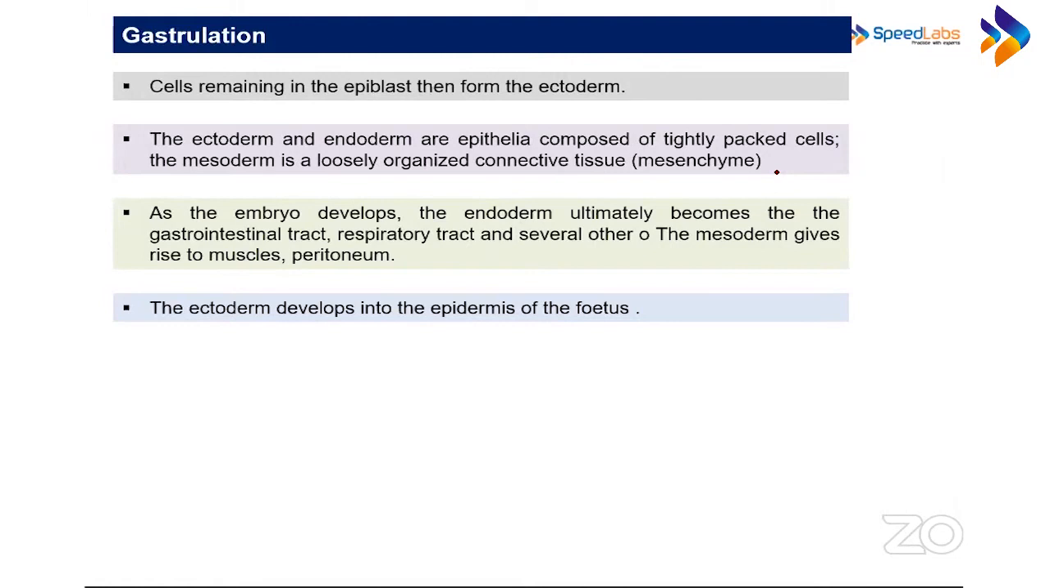As the embryo gets embedded into the uterine lining, the cells of the trophoblast rearrange and form two layers of cells, and the inner mass forms the epiblast and hypoblast. The epiblast rearranges to form the three germinal layers, and this process of formation of three germinal layers is known as gastrulation.